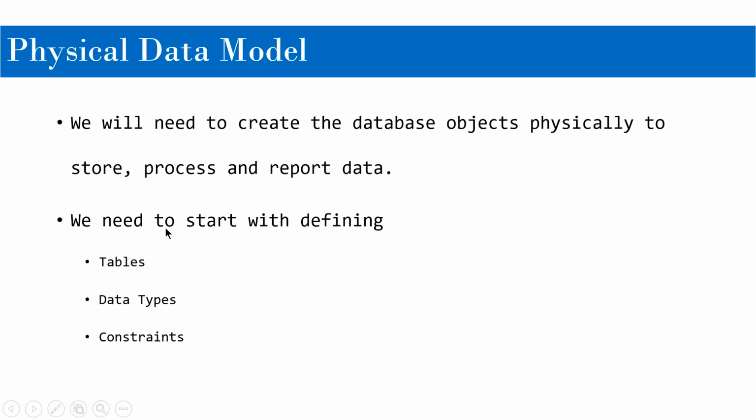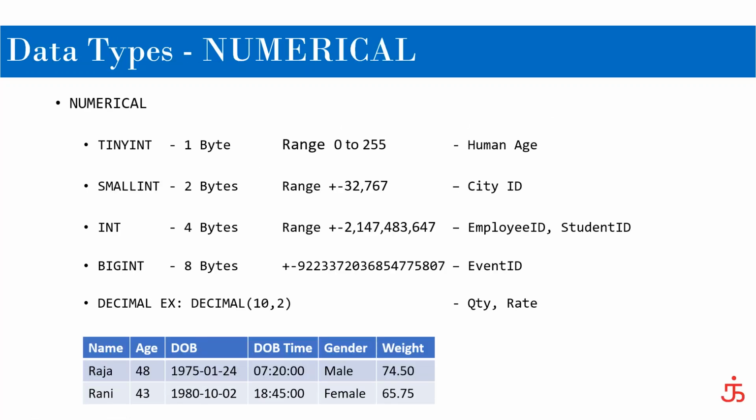We need to physically create them so that data can be stored and processed and finally used for reporting. So today we are going to create a table by identifying data types for the fields. For each field, we need to identify what data type is appropriate, and whether there are any additional constraints that we need. We are going to learn each of them now. First, we are going to identify the data types.